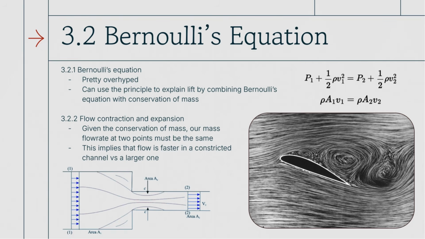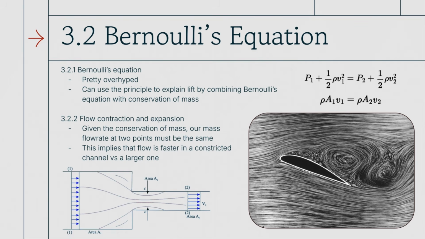Essentially, all it's saying is that the pressure and dynamic pressure in two different situations is always equal. Kind of the same thing as conservation of mass, but for fluid pressure. Basically, the nice thing about Bernoulli's equation is it's one of those conservation equations. You can combine it with the conservation of mass to explain why your wing actually produces lift.